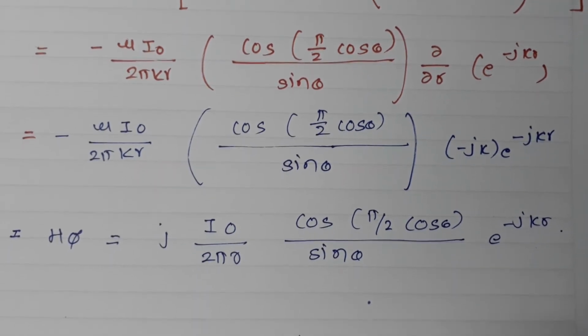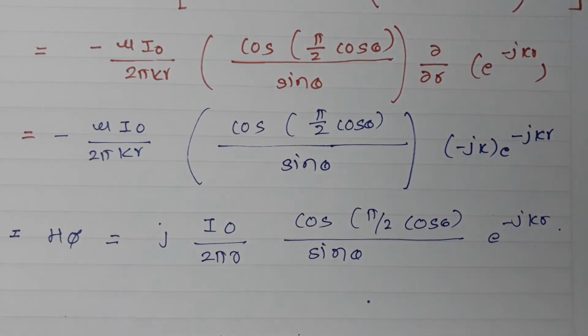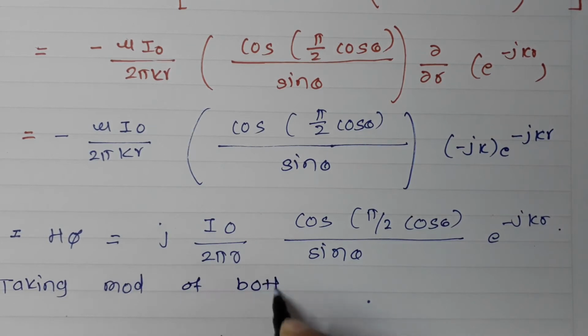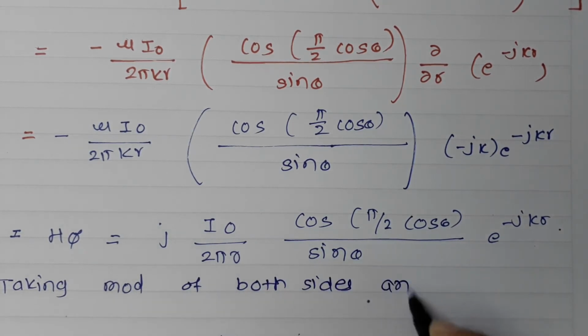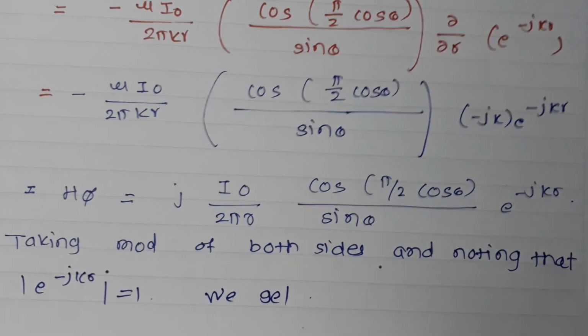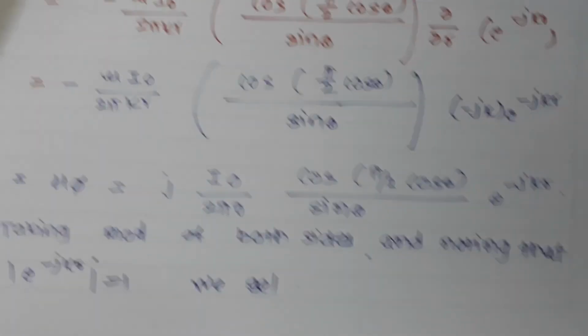Now further, taking mod of both sides and noting that mod of e raised to minus jkr is equal to 1, we get a further equation. If you put mod of e raised to jkr is equal to 1, we'll get the new equation, which I'll write here, as I have already calculated all the things over there.